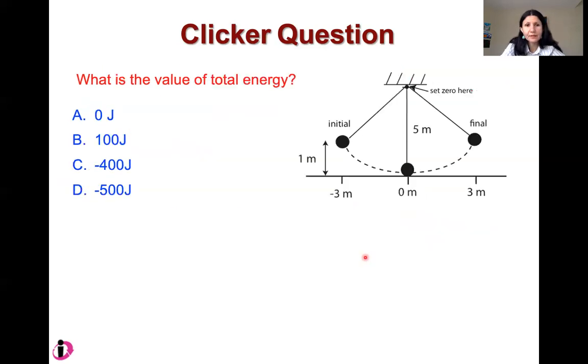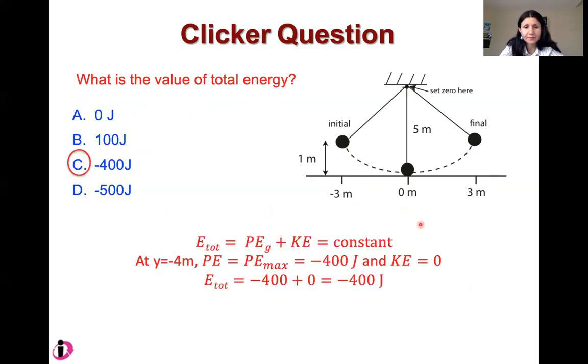All right, let's see. Now I want you to think about total energy. So remember, total energy is constant throughout. So what you have to think about is, can you find a location here where it will make it easier for you to find that total energy? All right, so think about this. And let's see the answer, -400 joules.